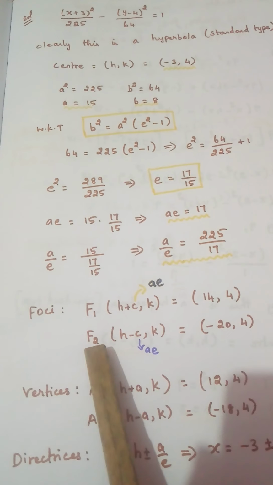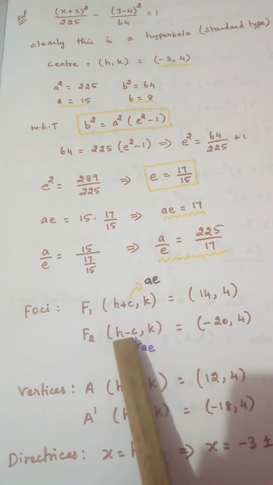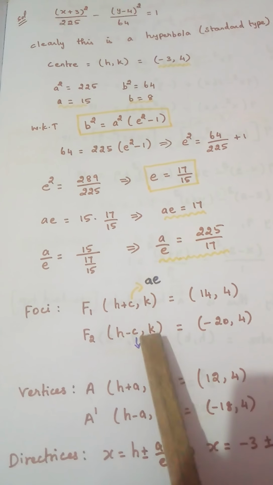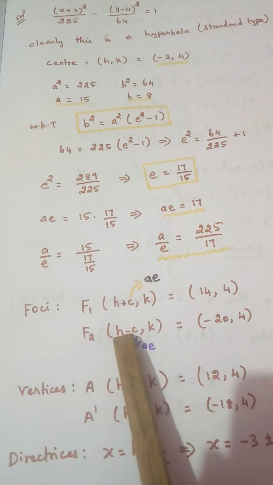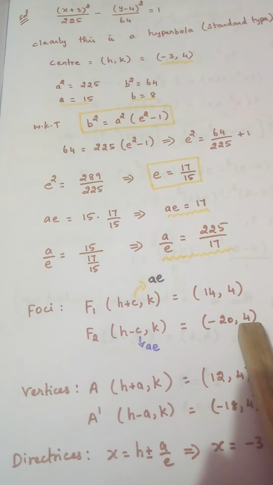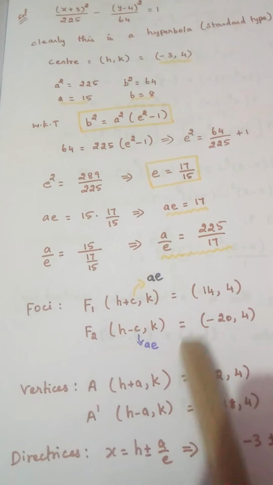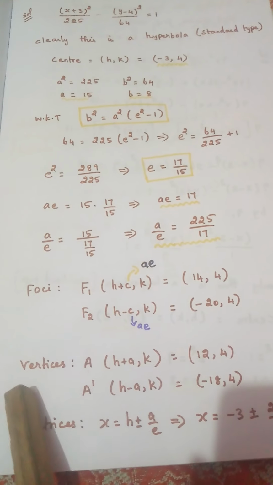Next we will go for the second focus, F2, H minus C comma K. Already we know H is minus 3. C is nothing but AE, which is 17. So minus 3 minus 17 is minus 20. K value is 4. So we have completed the focus. F1 and F2 we got the values. Next we will pass on to the vertices.